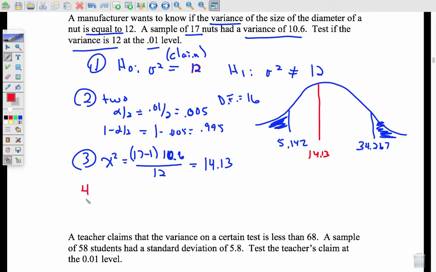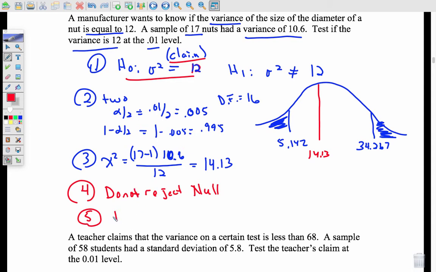14.13 is going to fall between 34.267 and 5.142, in the unshaded area, which means we do not reject the null. And in this case, since the null is true, that means the claim is also true. So there is enough evidence to support the claim.